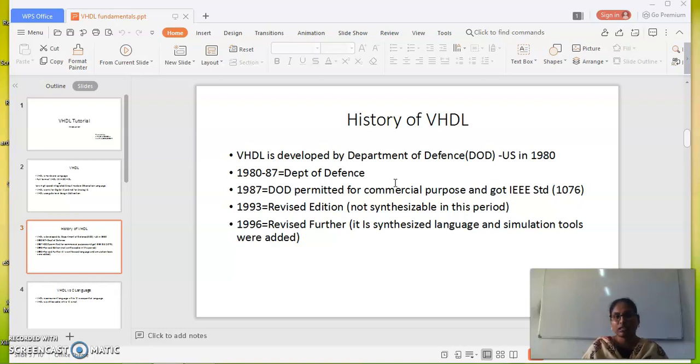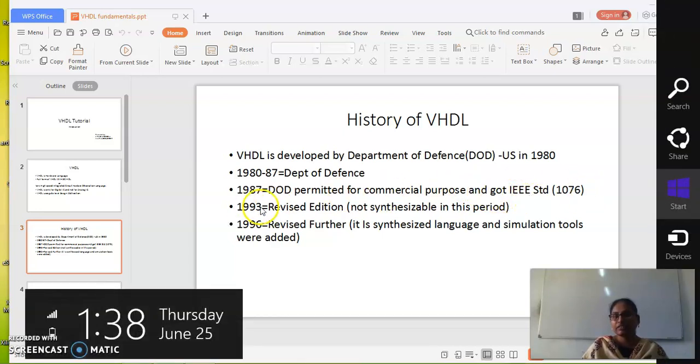The history of VHDL: it was developed by the Department of Defense in USA in 1980. From 1980 to 87, it was used in the Department of Defense. After 1987, the Department of Defense permitted it for commercial purposes and it got the IEEE standard. In 1993, a revised edition came, but it was not synthesizable in that period. In 1996, they revised it further, and it became a synthesizable language and simulation tools were added.